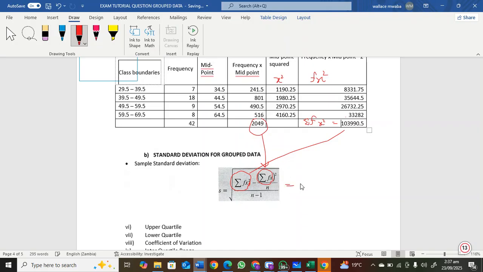So we get our formula here, the square root. Summation of f times x squared is this number here, 103,990.5, minus summation of f times x, so we get 2049, squared, divided by n, the total frequency, 42, all divided by 42 minus 1.